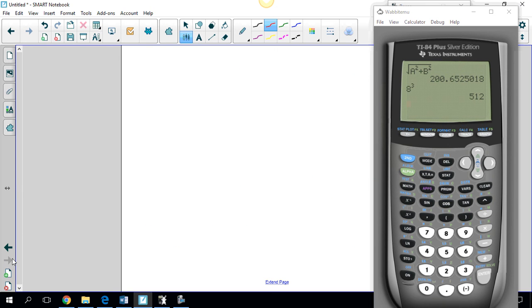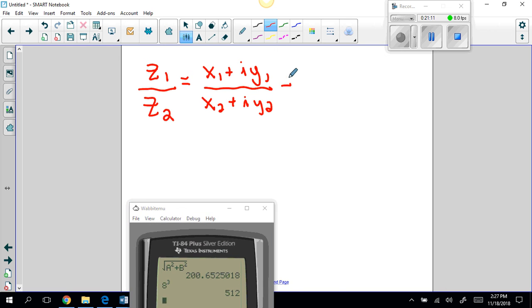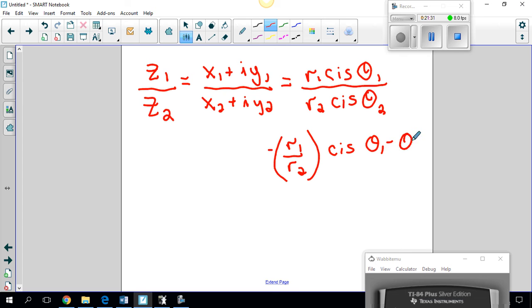Okay. How about the problem z1 divided by z2? We don't want to do x1 plus i y1 divided by x2 plus i y2, because you always got to multiply by the conjugate. Well, how about let's just use R1 CIS theta 1 and R2 CIS theta 2. Well, the answer is just R1 over R2 and then CIS theta 1 minus theta 2.